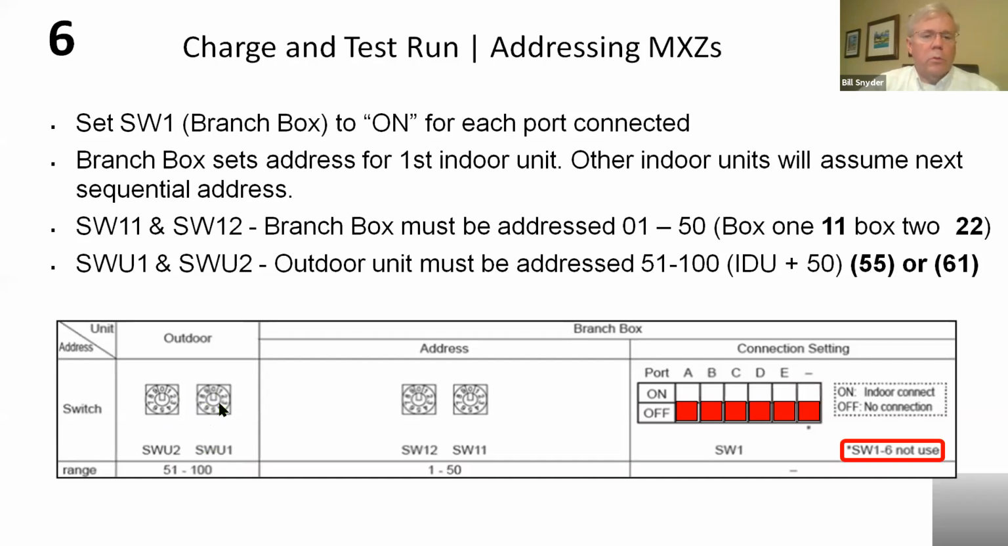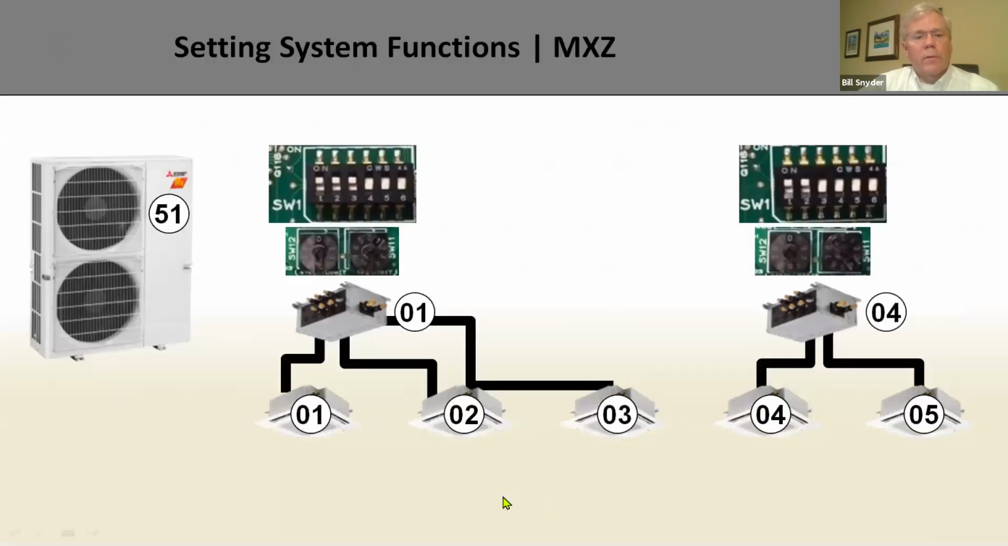That's confusing. So what we always tell people to do is it can be anywhere between 51 and 100. Set this at 5-5, set this at 11. And if you have 2 branch boxes, set the second one at 12. Makes it very, very simple.